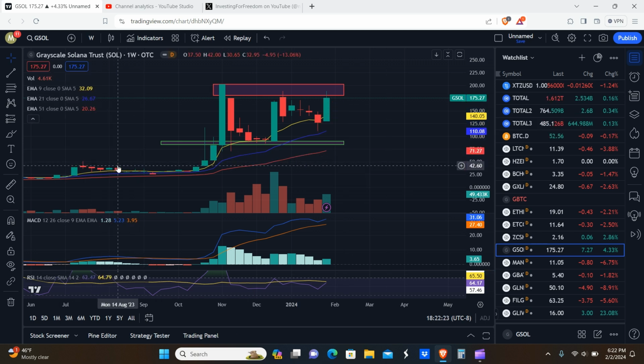This would be the next zone after this one. This would be the next zone that would turn into support. So all the way down at $40. It could go higher, sure, but I just wouldn't be buying at these levels. So I would say support is somewhere between $70 to $90, which is probably the most expensive that I'd be willing to buy this at.